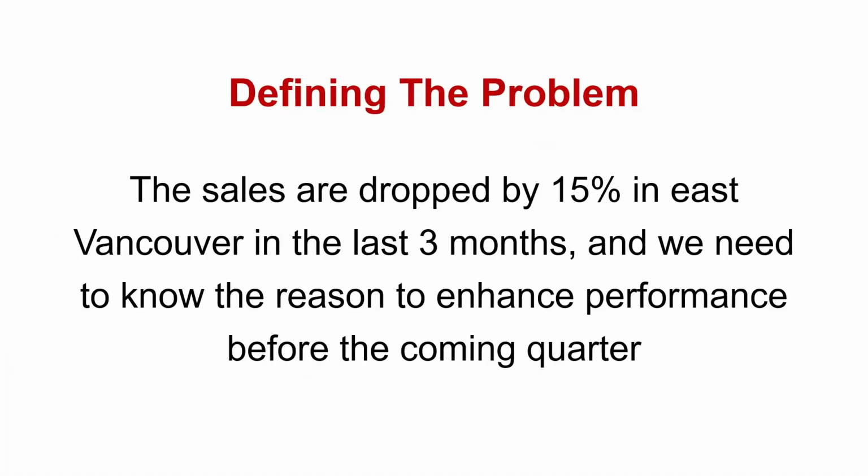After defining the problem, you find that the sales dropped by 15% in East Vancouver in the last 3 months, and we need to know the reason to enhance the performance before the coming quarter. This is a more precise description of the problem. And this description will help us later to develop the correct reports, to develop the correct analytical tools, to discover the correct insights. And in previous videos, I explained in detail how to identify the problem. It's really worth having a look at them.